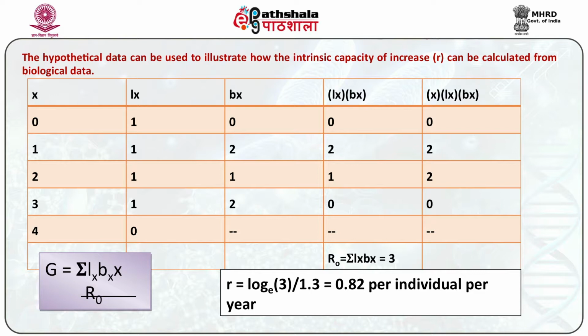Knowing the values of capital R naught and capital G, we can calculate the intrinsic capacity of increase, that is small r, by applying the formula. So, now we get log e of 3 divided by 1.3, and now we get the value of 0.82 per individual per year.